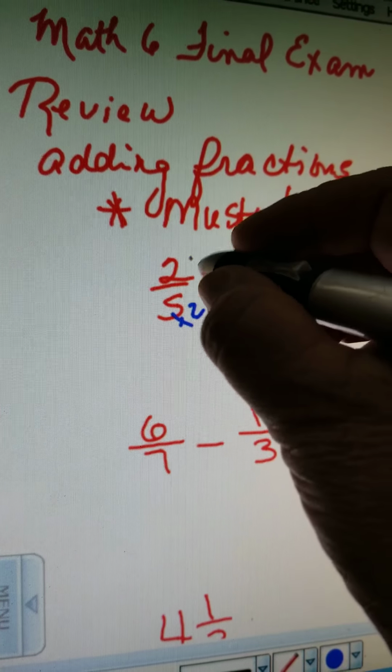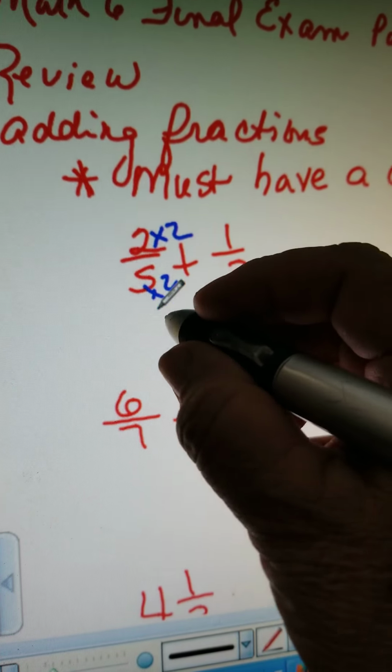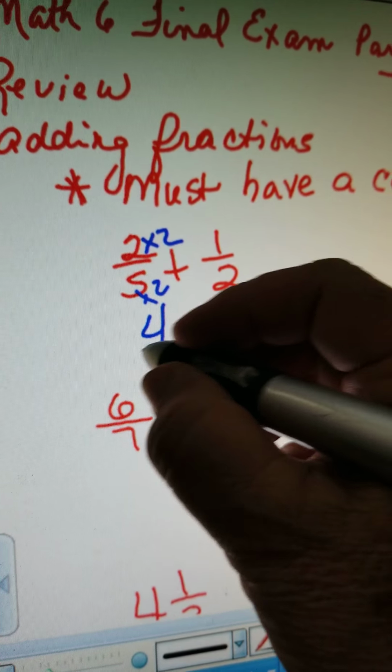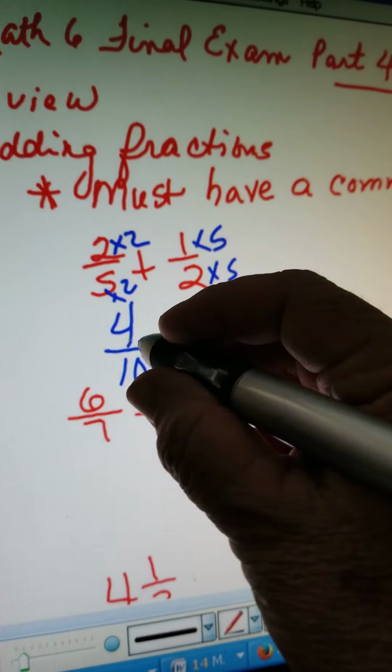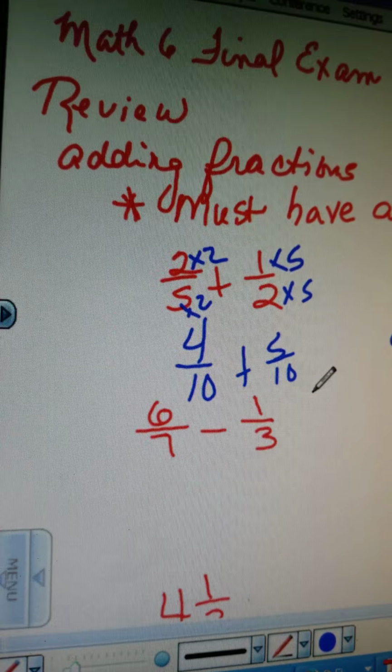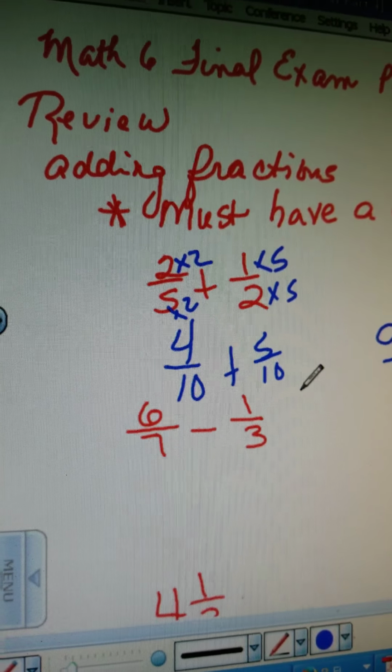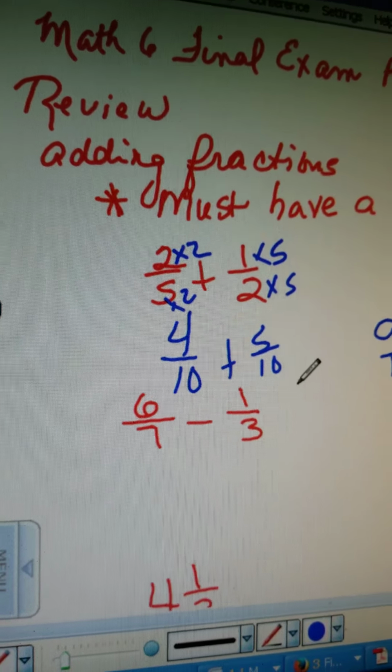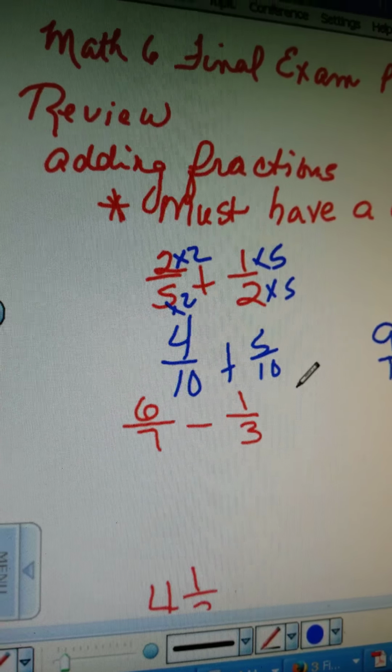And remember, whatever you do to one, you have to do to the other. So we have 4/10 plus, and times 5, 5/10. 4/10 plus 5/10 equals 9/10, because we add numerators, but our denominator stays the same. Think about it. If I have 4 cats and 5 cats, I don't end up with 9 dogs. We stay the same. 4/10, 5/10, 9/10.